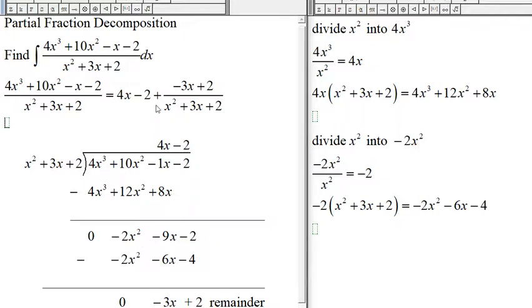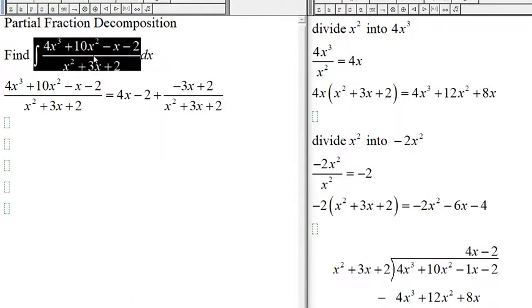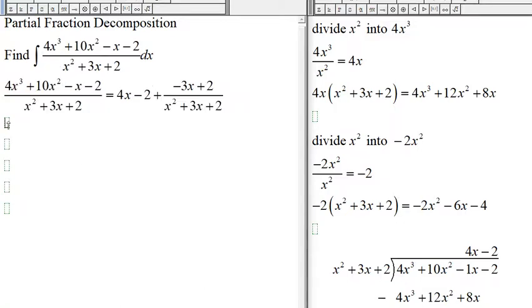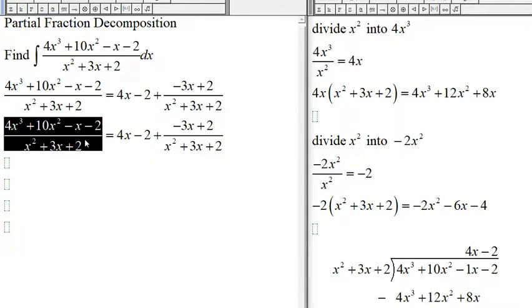And so now we can start the integration process. And so the original integral becomes this.